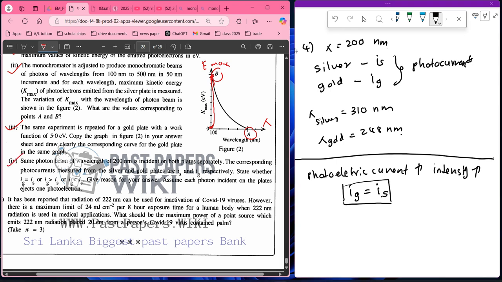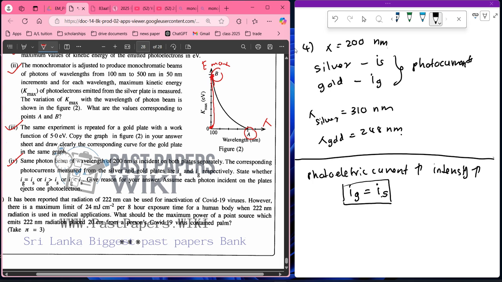Next, it has been reported that radiation of 222 nanometers can be used for inactivation of COVID-19 viruses. However, there is a maximum limit of 24 millijoule per centimeter squared per 8-hour exposure time for a human body when 222 nanometer radiation is used in medical applications. What should be the maximum power of a point source which emits 222 nanometer radiation, placed 20 centimeters from a person's COVID-19 virus contaminated palm? Take pi equals 3.